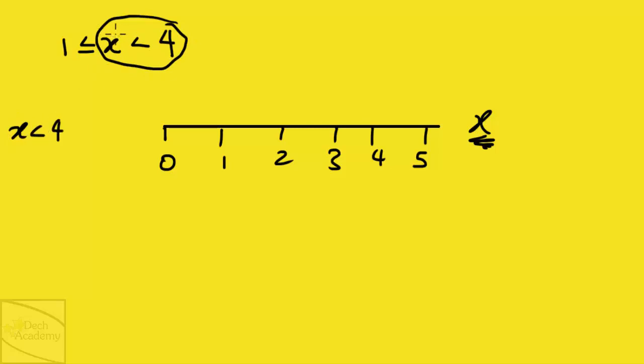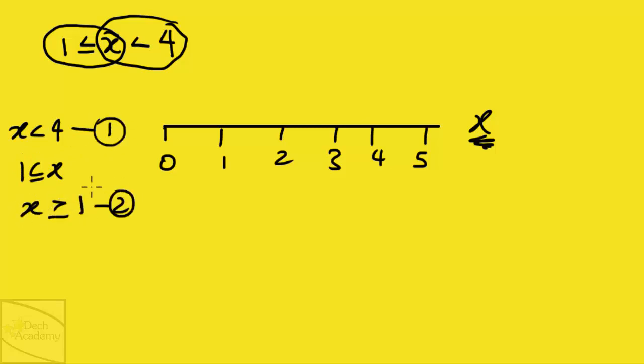The second inequality is 1 is less than or equal to x, which is the same thing as x is greater than or equal to 1. Just interchange the sides of the inequality and reverse the inequality symbol. For x is less than 4, locate 4, draw a vertical line, put an unshaded circle because x can't be 4, and a line pointing towards the left emanating from the circle because x takes values less than 4.